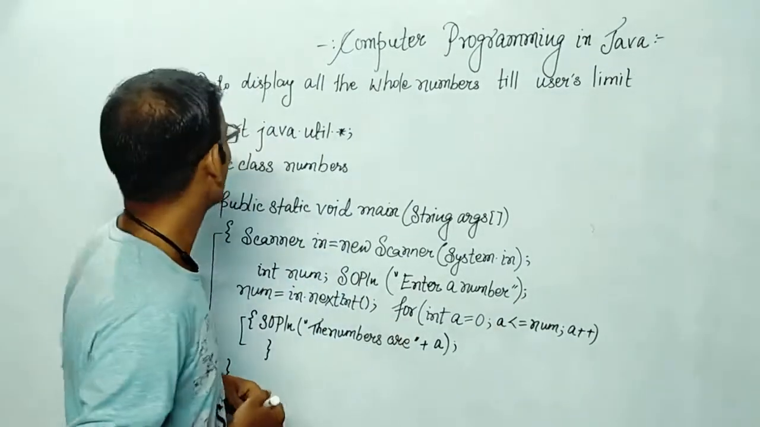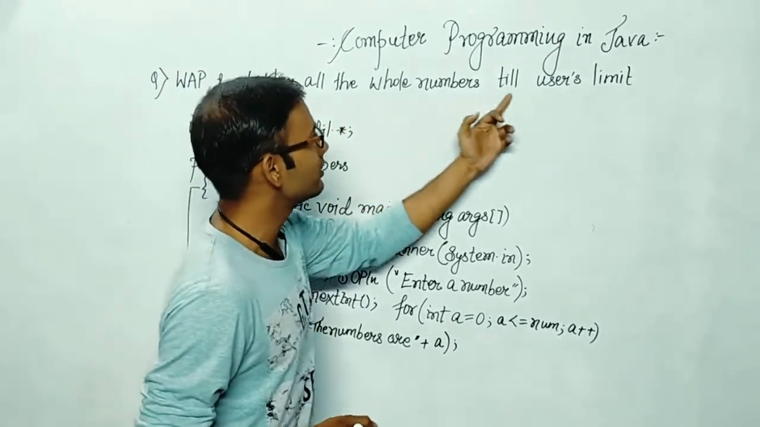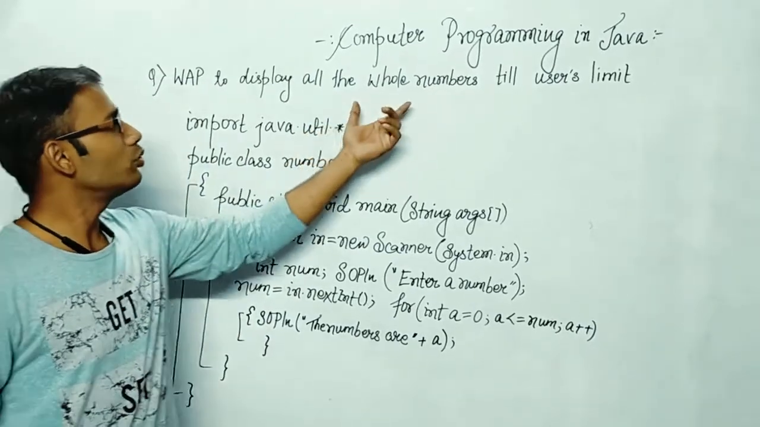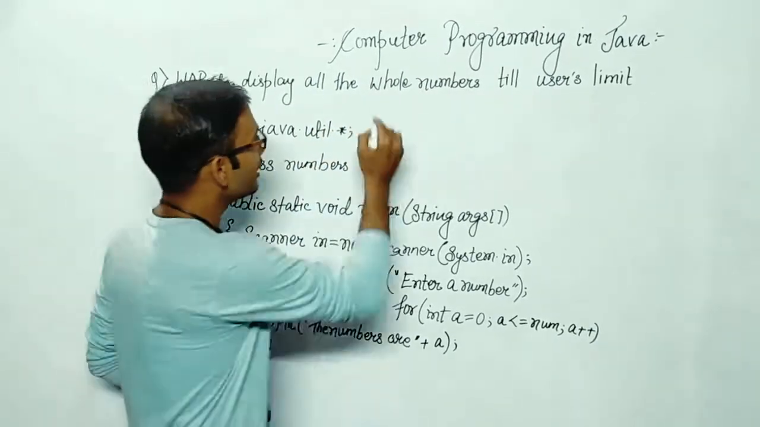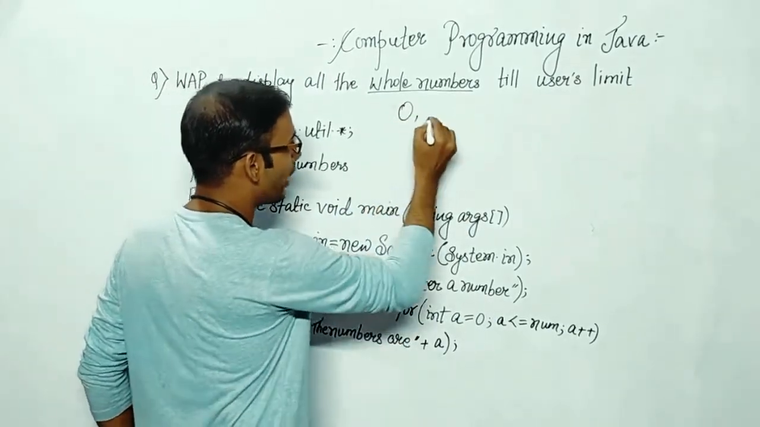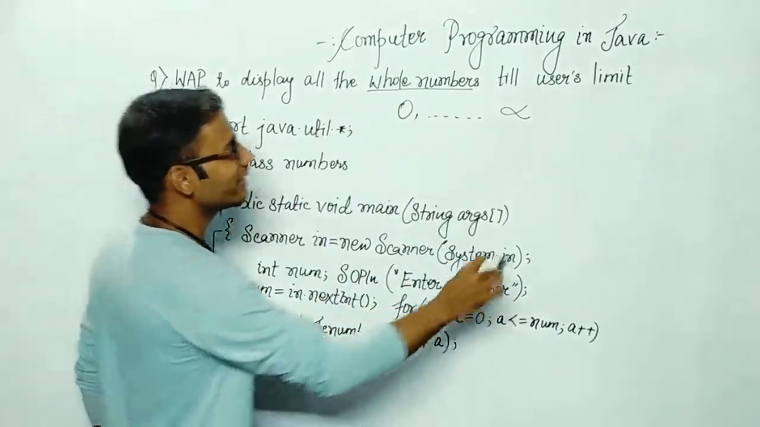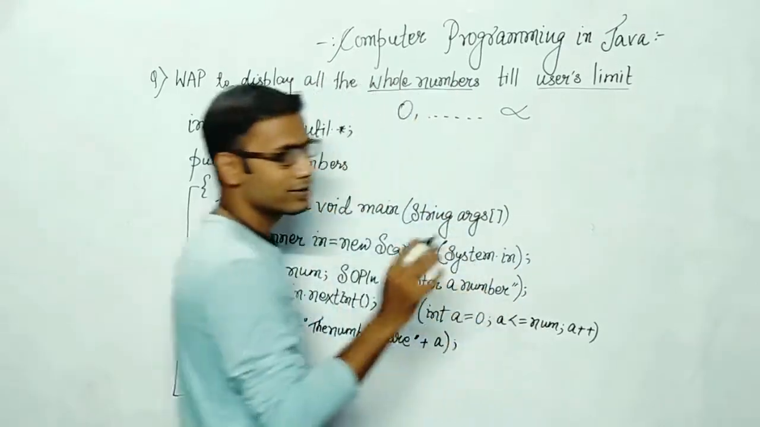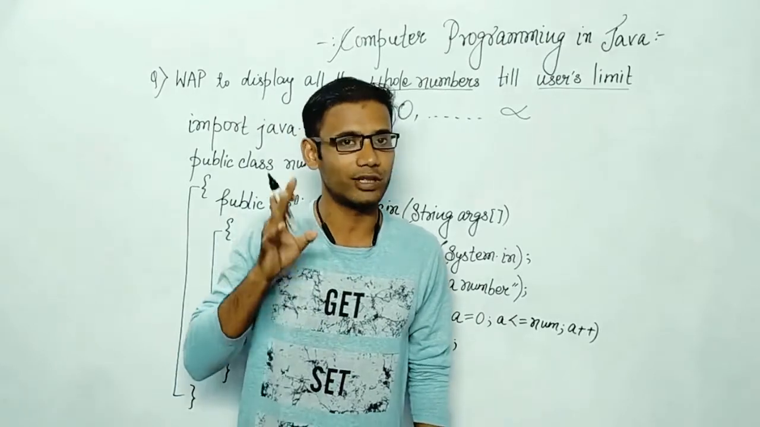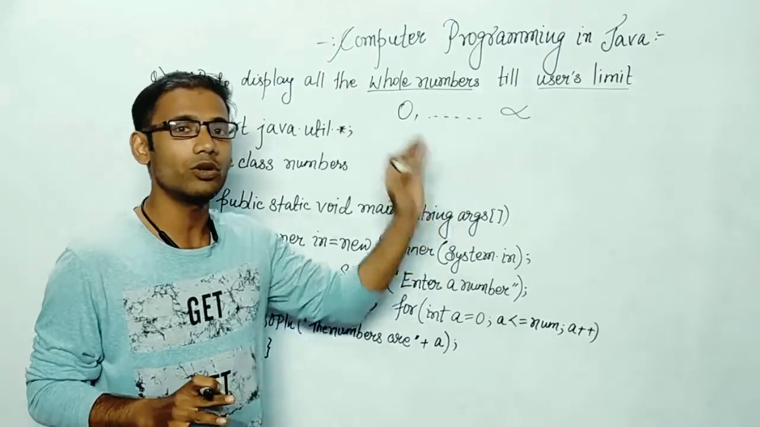So let's proceed. The program is: write a program to display all the whole numbers till user's limit. That means we are supposed to display all the whole numbers. So let's understand what a whole number is. Whole numbers start from 0 and go on till infinity. But over here it is clearly stated till user's limit. That means the user is going to give you a maximum limit. Let's suppose the user gives you the number 100. Then you are supposed to display numbers starting from 0 till 100.